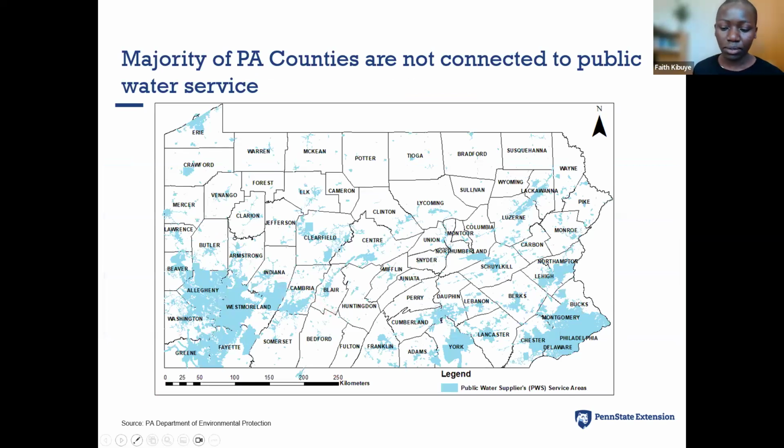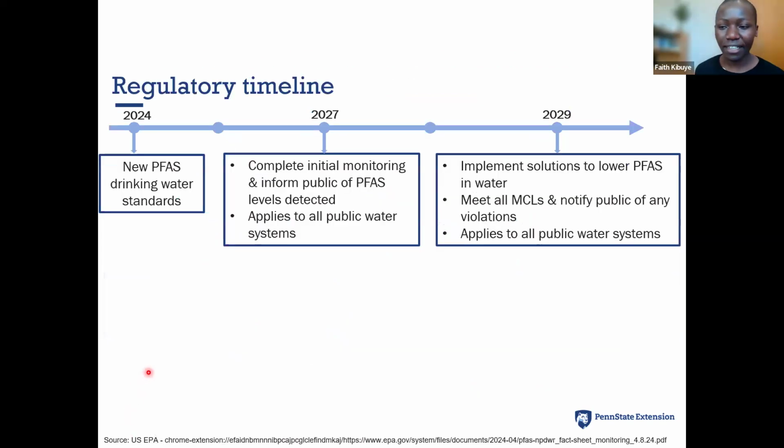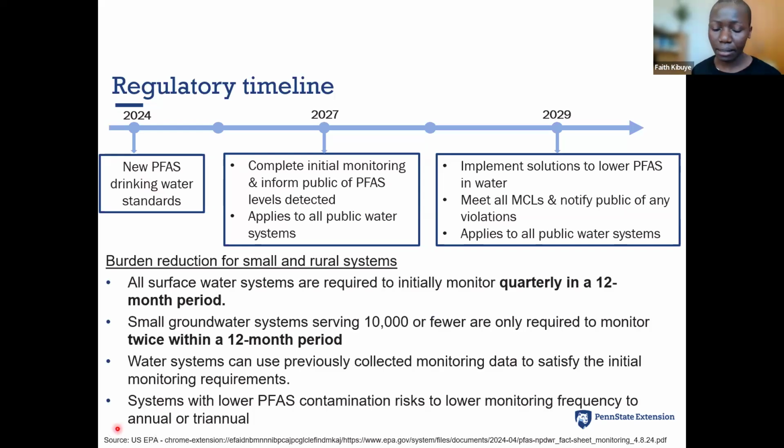And so to go back to regulation of PFAS, the US EPA drinking water standards were passed in 2024, but utilities have been given some time to assess their water quality status with regards to PFAS levels, and then have to implement treatment by 2029. Testing for PFAS is relatively expensive, and there were some guidelines, especially for small and rural systems, to help reduce the burden when it comes to PFAS testing.